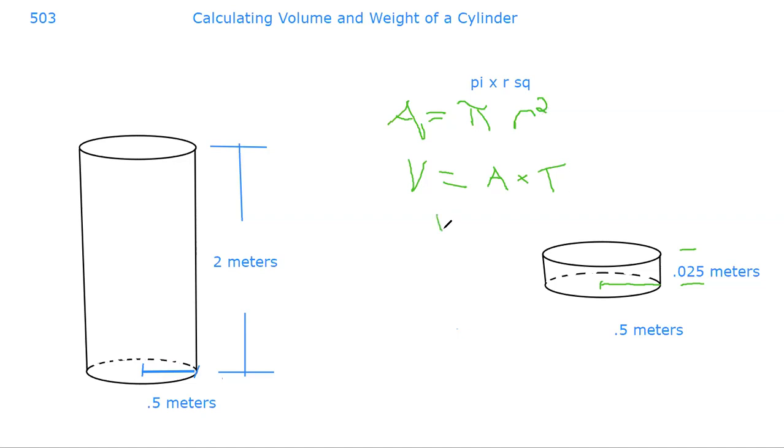To get the weight, we need to do the volume times whatever the weight factor is. Factor, right? So how much does steel weigh per cubic meter? Because volume is always in cubic meters or cubic feet. So 7,850 kilos per cubic meter, or 490 pounds per cubic foot.